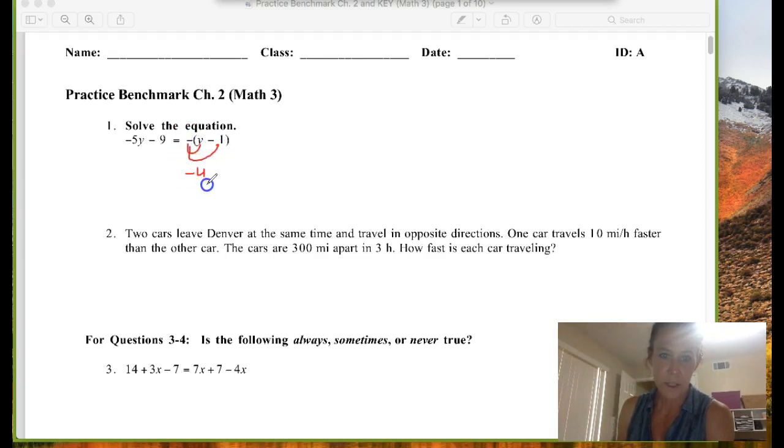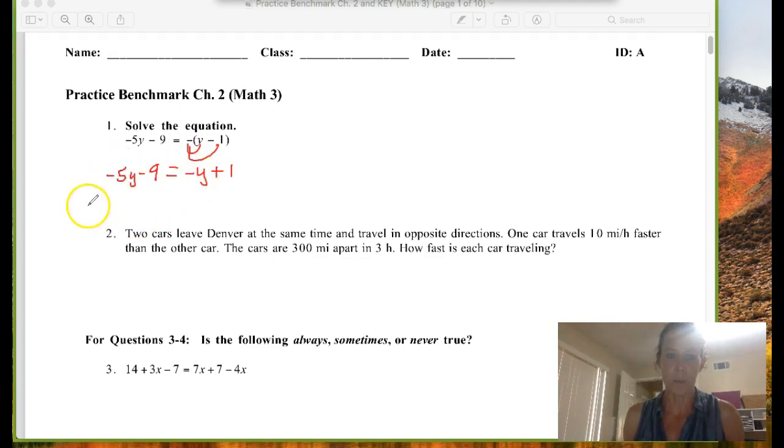And this will give us negative y, and a negative and a negative give a positive. That's hard to say. And then rewrite the left-hand side. All right, now both sides are simplified as much as I can, so now I'm going to start working both sides. Let's gather the y's together.